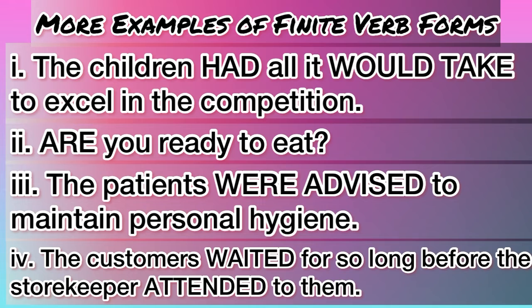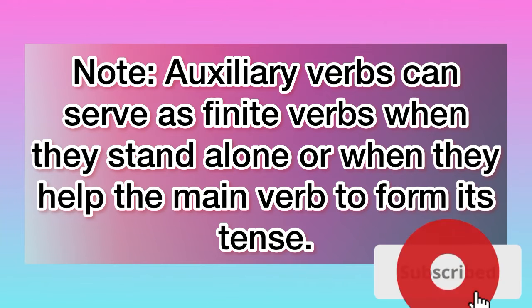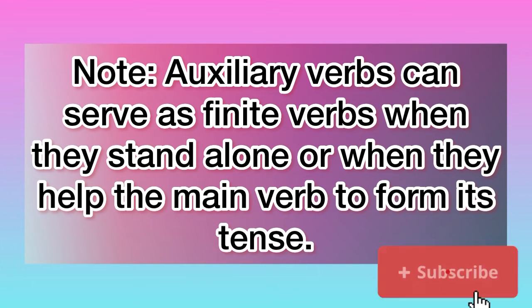We have that in the form of a complex sentence. There is a main clause and there is a subordinate clause. So the first clause contains the first finite verb, waited, relating to the customers, while the second one, attended, relates to the storekeeper. So each time you have a verb that relates to its subject conveniently, then it is a finite verb. Note, auxiliary verbs can serve as finite verbs when they stand alone or when they help the main verb to form its tense, as in the examples we earlier mentioned.